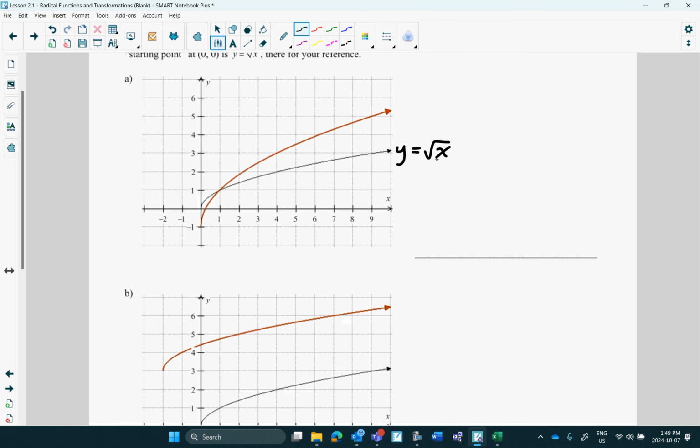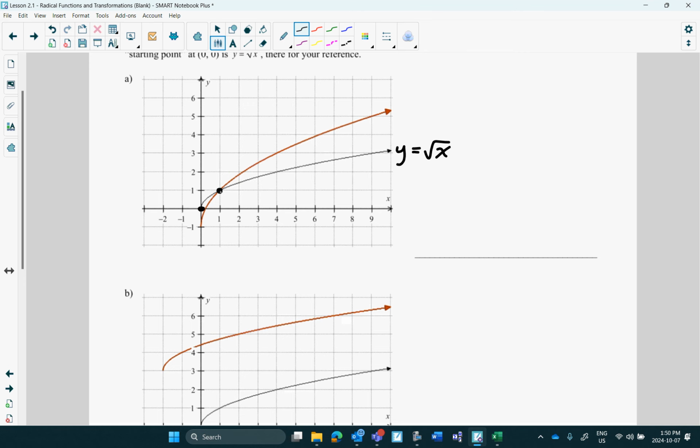Flip, stretch, shift. Did it flip? No, so no negatives. It's stretched. We've got to figure out how much. Hang on, it also shifted, but let's do the stretch first. So you can tell how much it stretches, on the original, we always had 0, 0 and 1, 1, right? How do I get from the first point 0, 0 to the second point 1, 1? I move 1 across, 1 up.